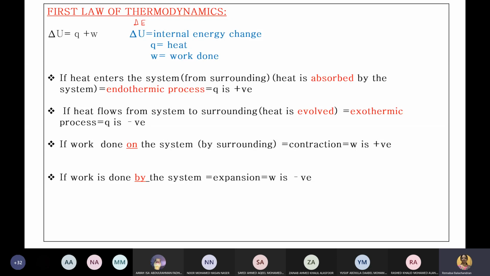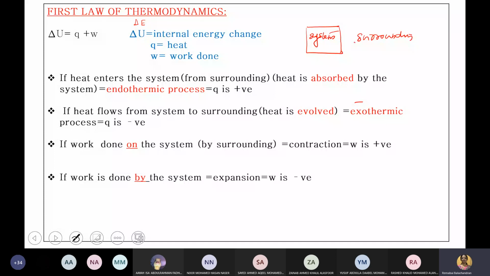Now the very important thing: if heat enters the system, we have two different things, the system and the surrounding. Usually we talk with respect to the system because the surrounding is too much; we can't consider the entire surrounding. So this is the system and outside is the surrounding. Now, suppose the heat is absorbed by the system. If the system is absorbing heat, from where? From the surrounding.